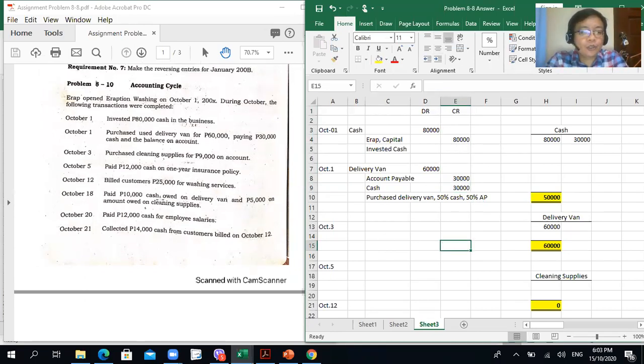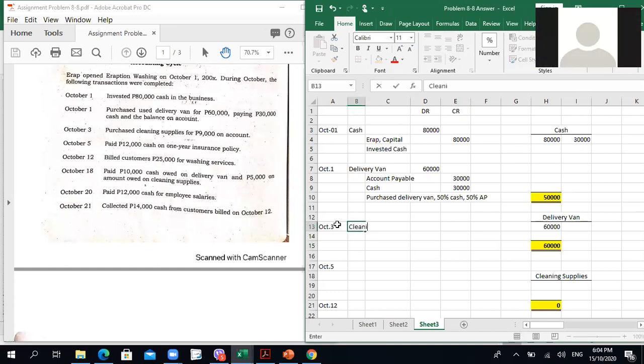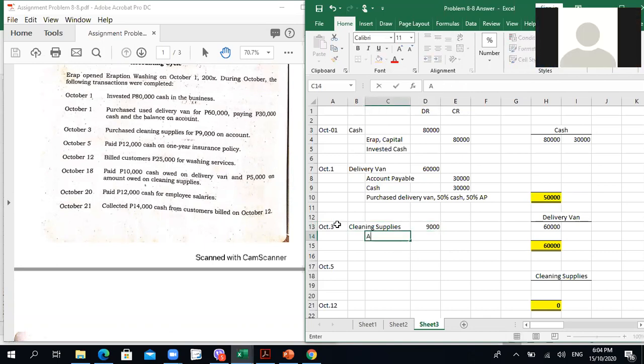October 3. Purchase cleaning supplies for 9,000 on account. What is the entry for this? What if you purchase supplies, like soap or cleaning supplies? What is the entry for October 3? Debit cleaning supplies. Very good. You have 9,000. And you credit accounts payable, because it is on account. Very good.